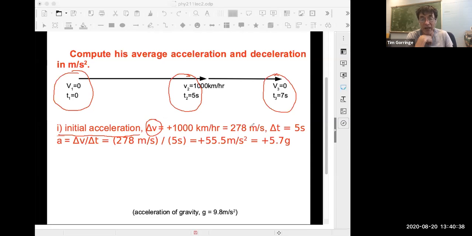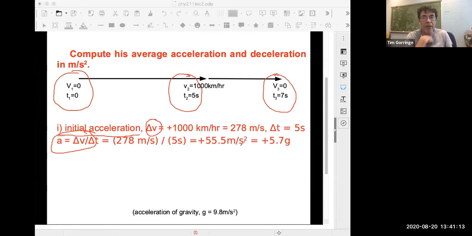I didn't write that out in detail, but of course, I changed the kilometers to meters by multiplying by 1,000, and I changed the hours to seconds by dividing by 3,600. So that's how I got this number. And then the time interval was simply 5 seconds. To calculate the acceleration, all I have to do is divide the change in velocity by the change in time. 278 meters per second divided by 5 seconds comes out to be 55.5 meters per second squared.